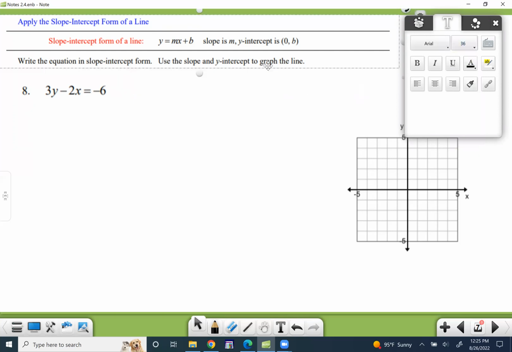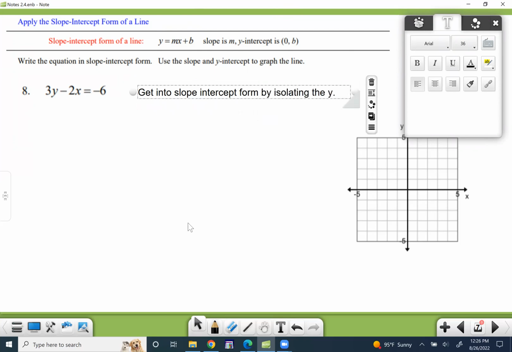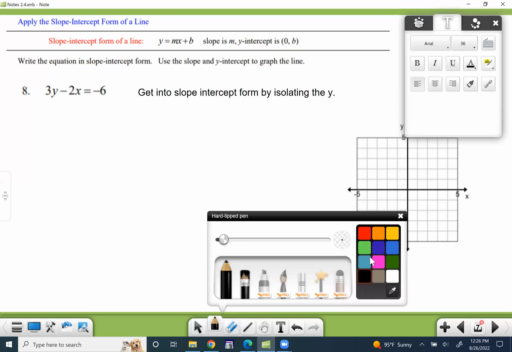Okay. So get into, oops, I don't know what I just did. Take 2, let's try this again. Okay, get into slope intercept form by isolating the y, right? And in y equals mx plus b, the y is by itself. All right, so let's go ahead and do that.